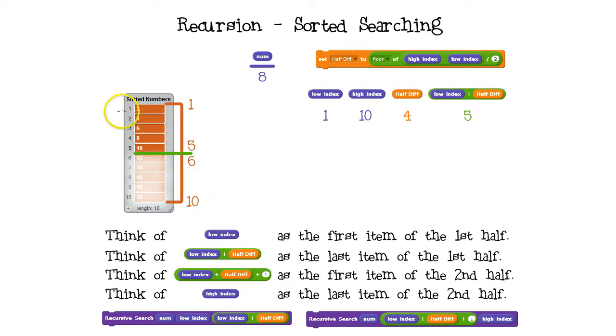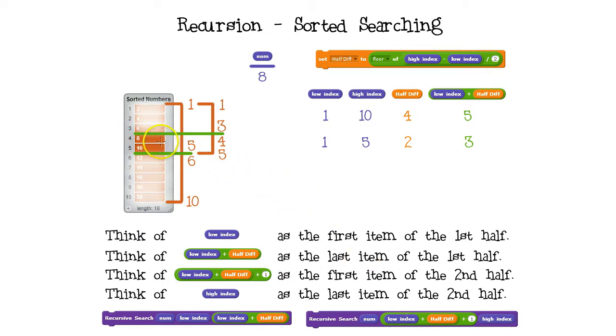Then I split and ignore again on the first half. Now low index is 1 and high index is 5. 5 minus 1 is 4. 4 divided by 2 is 2. Floor of 2 is still 2. And 2 plus low index, which is 1, gives 3. 8 is greater than the last item in the first half, so I use the second half and ignore the first half. It'll make this call this time.